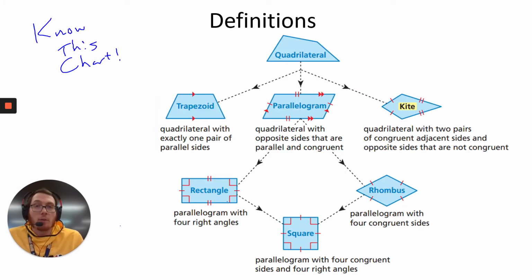Okay, so here's the chart with all the properties. This is right from your textbook. There's a lot of words here, a lot of information. You need to know this chart really well. So at the top is quadrilateral. So any four-sided object is called a quadrilateral. But then you can develop more specific definitions depending on how the question is set up.